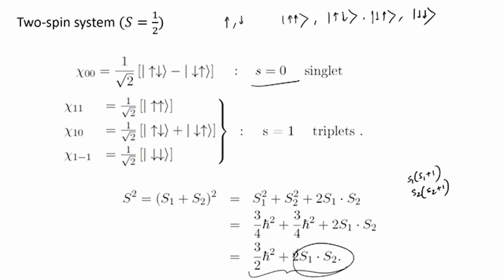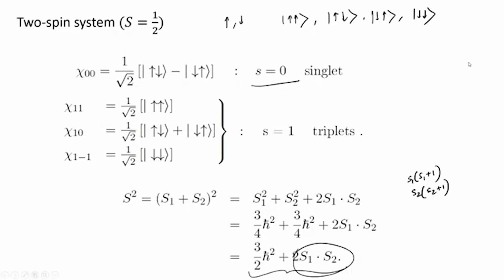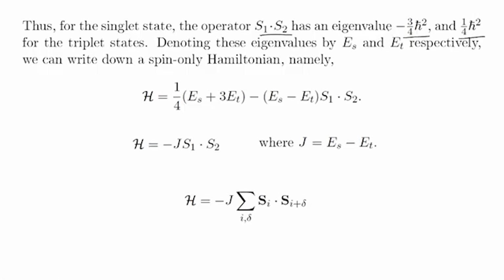There is an operator here whose eigenvalue you do not know, and this is interesting to us. The operator S1 dot S2 has eigenvalue 3 by 4 h cross square or 1 by 4 h cross square, because the total S, the capital S, is either 0 or 1. So, for S equal to 0 it is minus 3 by 4 h cross square, and for S equal to 1 it is 1 by 4 h cross square. So, we know the eigenvalues of S1 dot S2 for the singlet and triplet states.